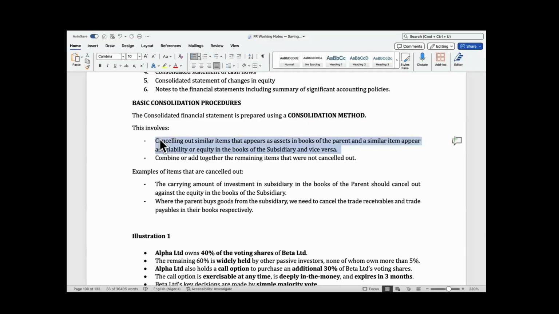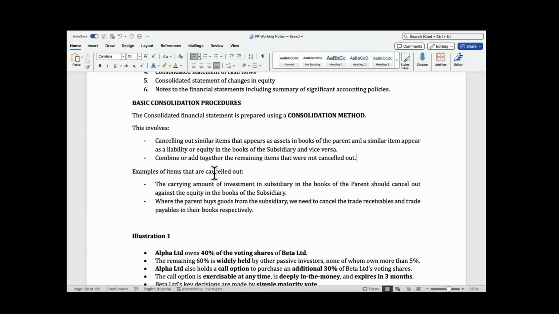You cancel them out. Any similar items that appear in the books of the parent as an asset and the same item is appearing in the books of the subsidiary as a liability or equity, cancel them out. They are the same thing. If you consolidate, that means you're having the same item up and down. You cancel them out. They are the same. Then, when you have canceled out those similar items, you combine the remaining items that were not canceled out. That is what we want to do. Believe me, that is it.